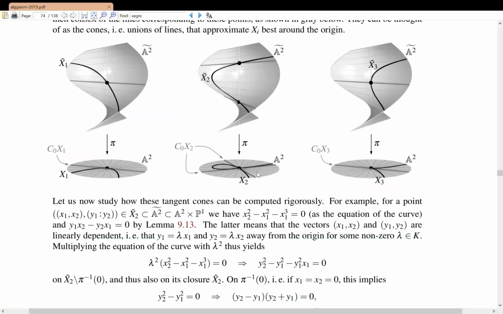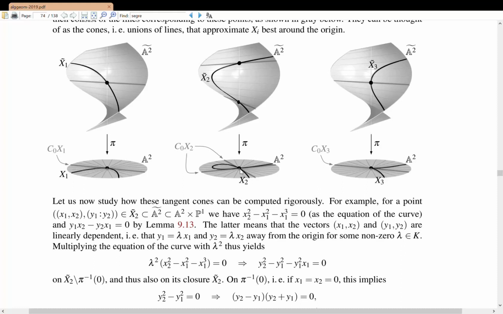Okay, and the tangent cone had a very nice geometric picture that's sort of easy to make sense of. So right here you see the tangent cone to this parabola. It's just the tangent line to the parabola. So if the variety is smooth, then the tangent cone is just the tangent space. We'll say more about that later.